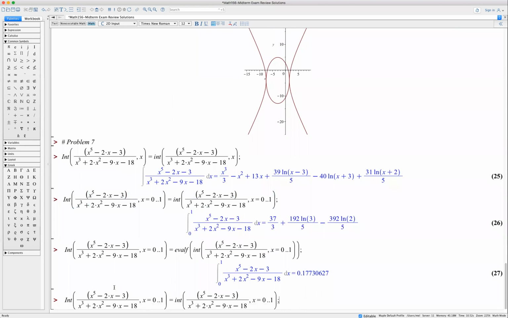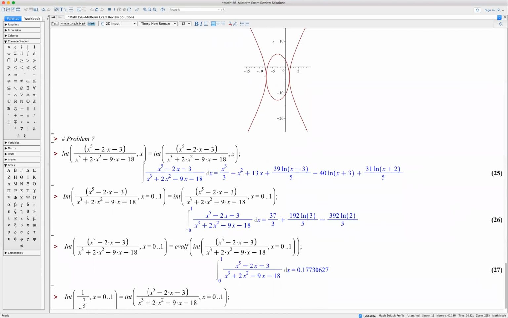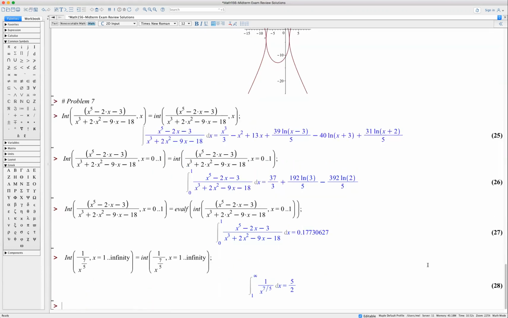And if I want instead to integrate one over x to the 7/5, and I want to integrate this from 1 to infinity, that is what is called an improper integral. That miraculously turns out to be 5/2.